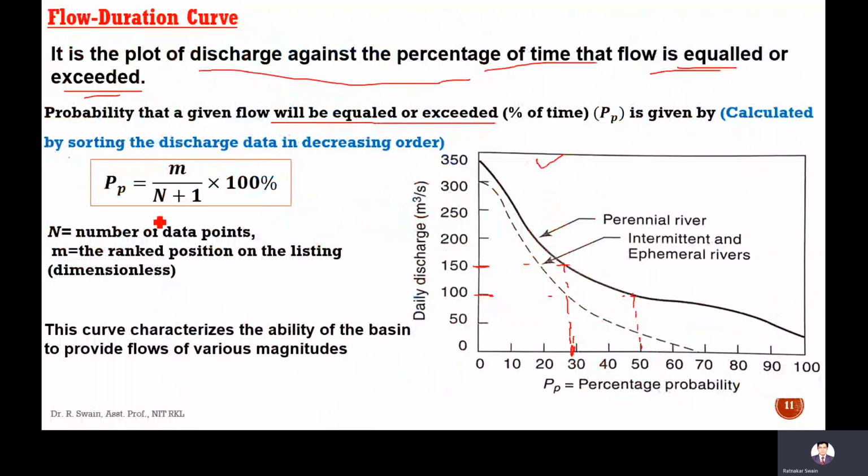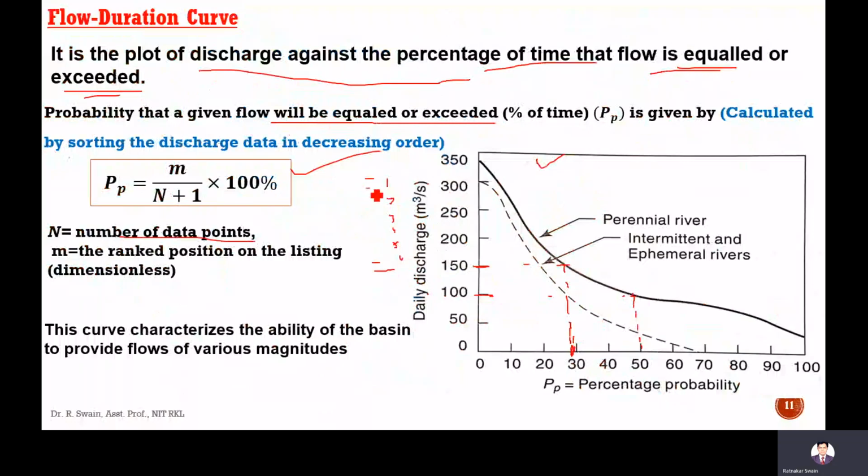It is calculated using this formula: m by n plus 1, into 100. This is calculated by sorting the discharge in decreasing order. First we have to sort the data in decreasing order, maximum value first, minimum value last, and give rankings 1, 2, 3. Here capital N is the total number of data points, and M is the ranked position on the list.